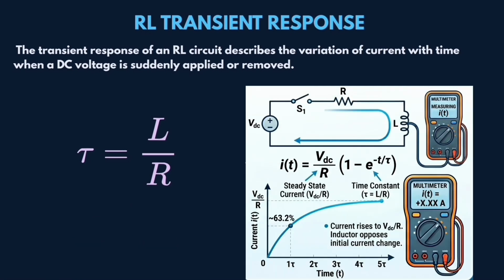Current rises gradually due to magnetic opposition. For an ideal first order RL system, the response reaches approximately 63.2% of its final value, that is V by R, at t equal to tau, hitting steady state after roughly 5 into tau.